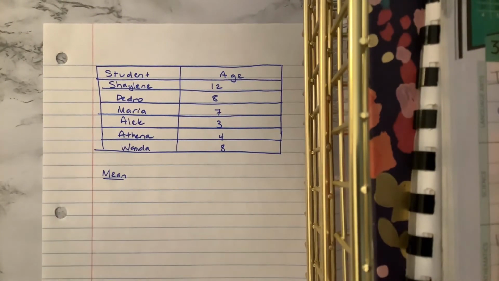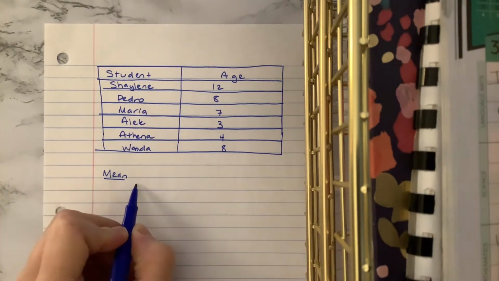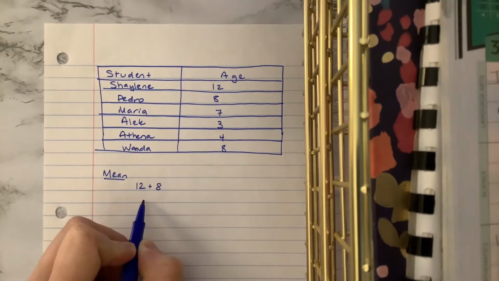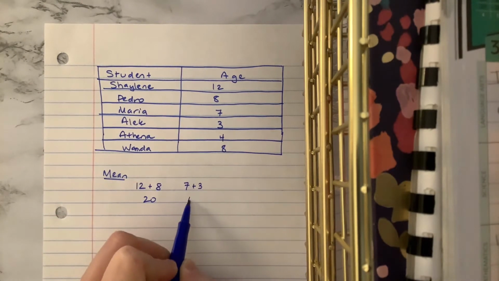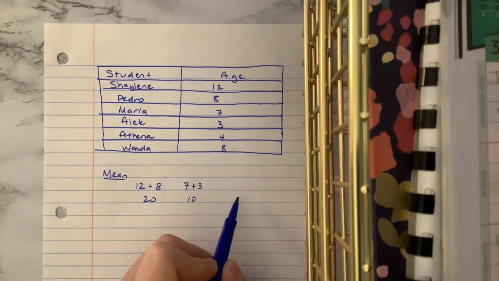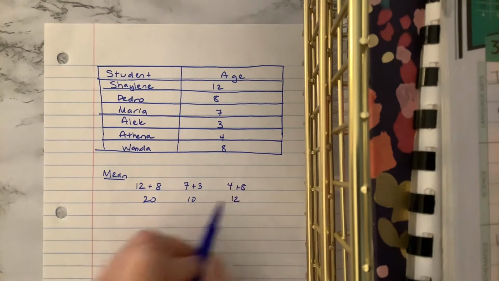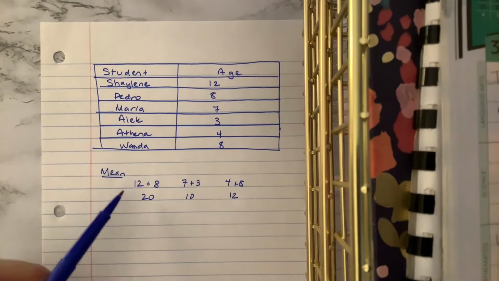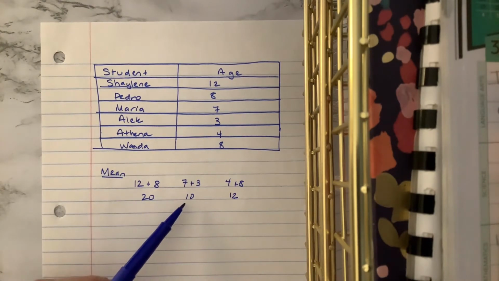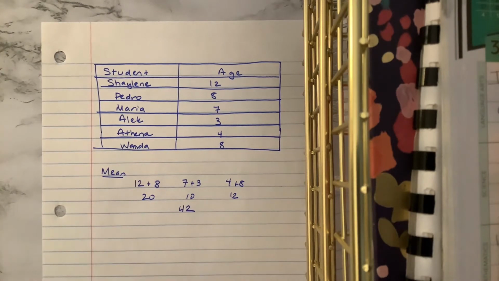Sometimes students like to group things into tens or multiples of 10, right? So 12 and 8, we know is 20, 7 and 3 we know is 10, 4 and 8 doesn't make a 10, but we can still add that together. 4 plus 8 we get 12. So now we can add all of these together, and this one we can probably do a little bit more quickly, right? 20 plus 10 is 30, plus 12 is 42. So this is step one.